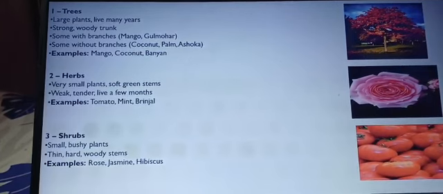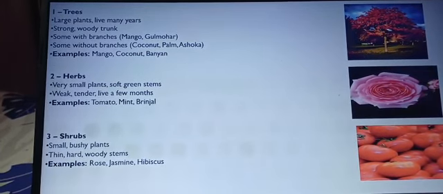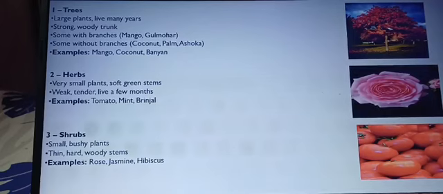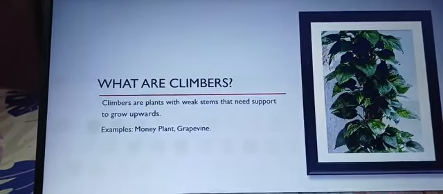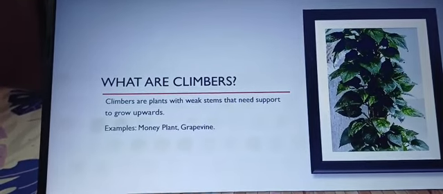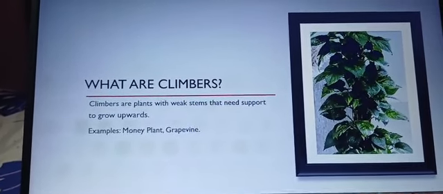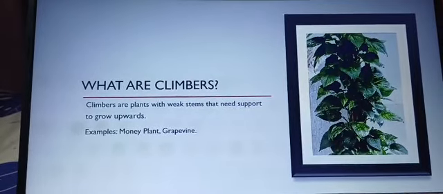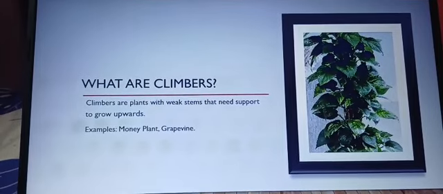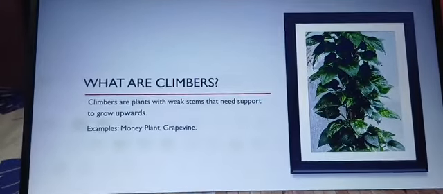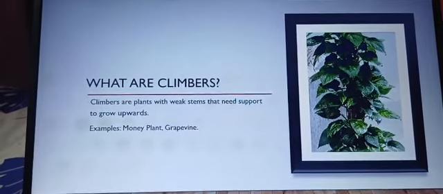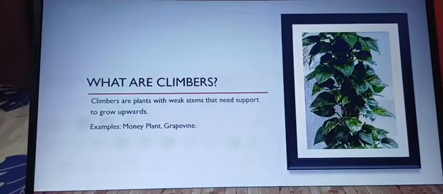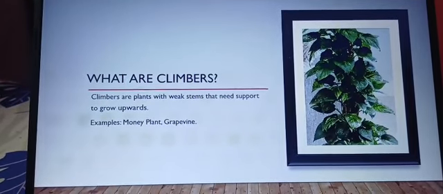Today, we will study about the other two types of plants, that are climbers and creepers. What are climbers? Climbers are plants with weak stems. These stems need support to grow upwards. What are some examples of climbers? Money plant, grapevine are the examples of climbers.